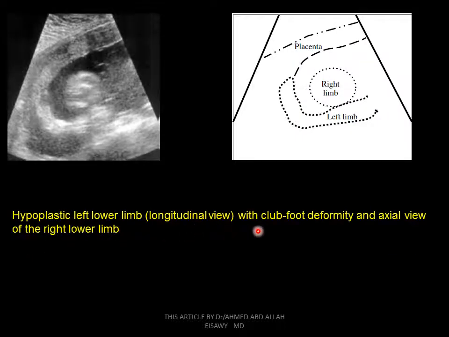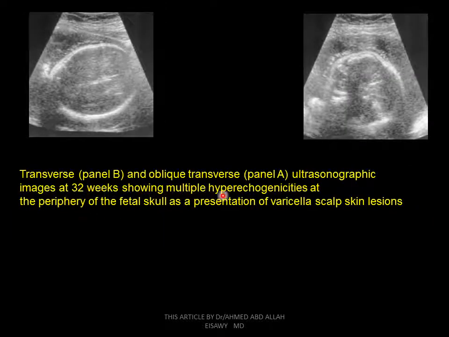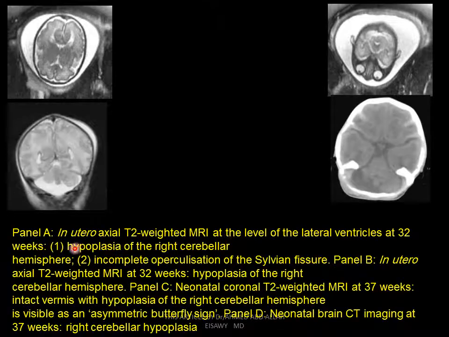Hypoplastic left lower limb and club foot deformity, as we see in this right lower limb and left lower limb, hypoplastic left lower limb. These ultrasonographic images at 32 weeks show multiple hyperechogenicities at the periphery of the fetal skull, the presentation of varicella skin scalp lesions. Panels A to C show the level of the lateral ventricle at 32 weeks, hypoplasia of the right cerebellar hemisphere, as we see. Incomplete operculization of Sylvian fissures, as in this image.